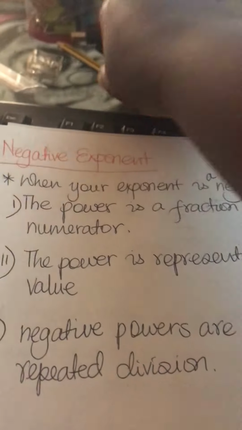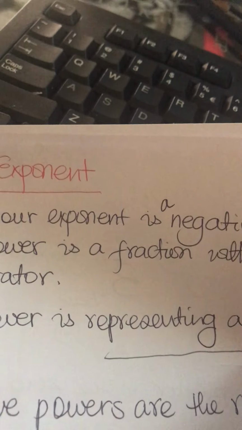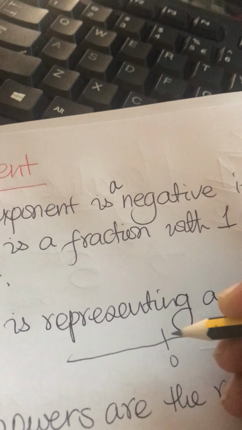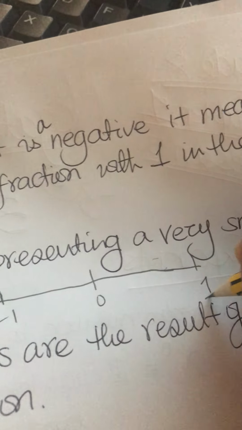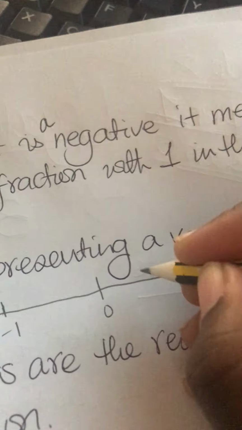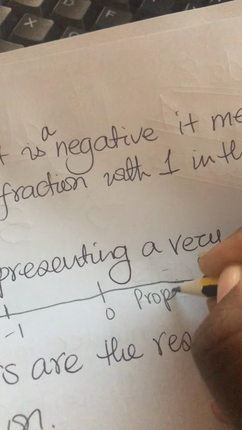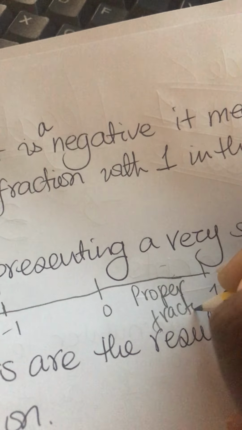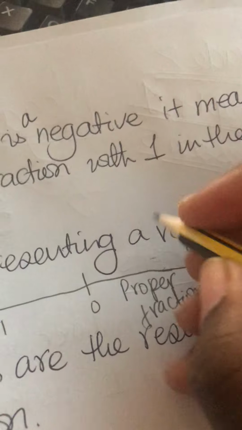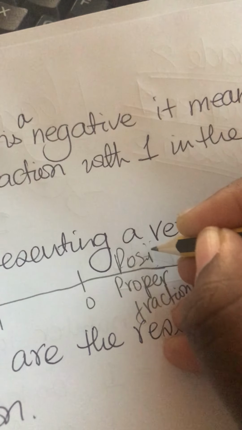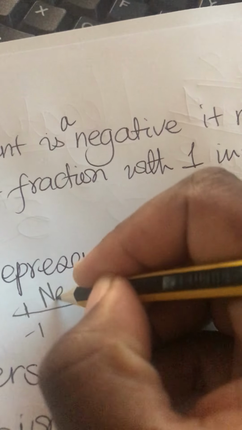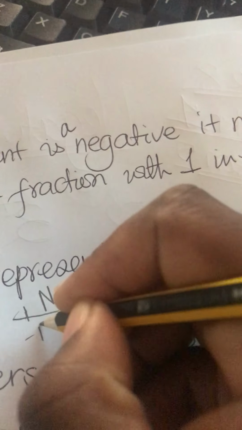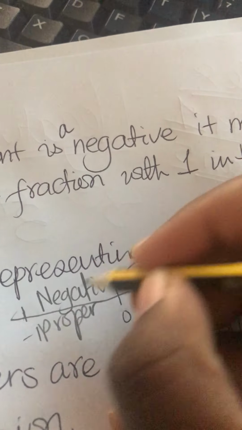On the number line, when I'm drawing my number line and I'm thinking about proper fractions, so this is 0, this is -1, and this is 1 on my number line. Here I will have proper fractions that are positive because they are on the right of 0. So this side will be positive proper fractions. And on this side, there will be negative proper fractions.